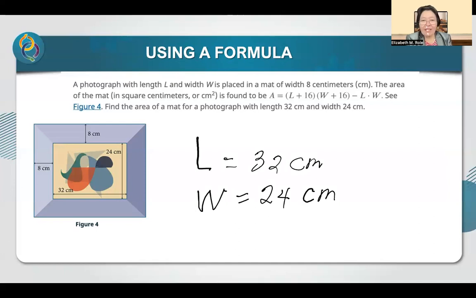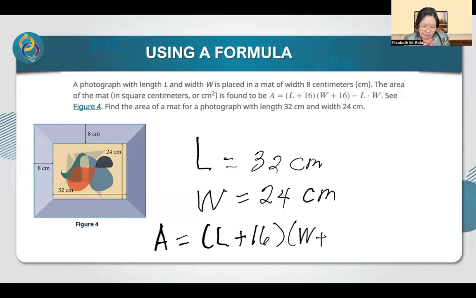So you are given the values of the length and the width, and you want to find the area. Substitute the values of the length into the formula L plus 16 and the value of the width, minus L times W. This is just the same as evaluating an algebraic expression. All right, so now substitute the values of L and W and then give me the answer.